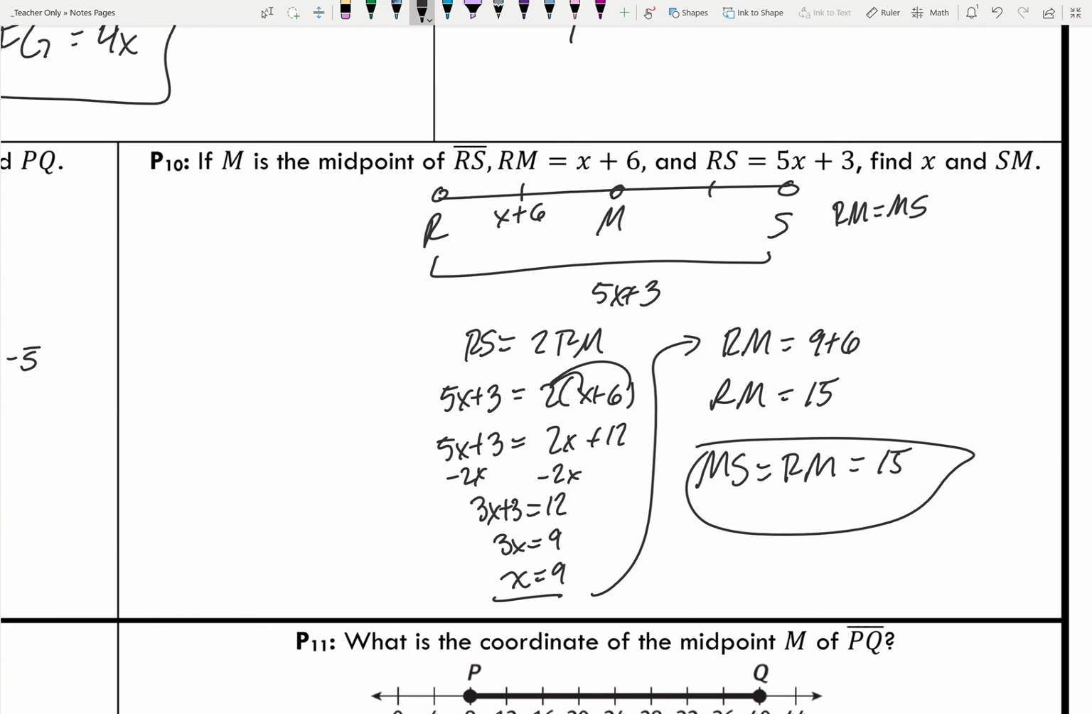Okay, that's the end of the midpoint part, through number 10. Our last part of lesson 4.1 will be in the next video.